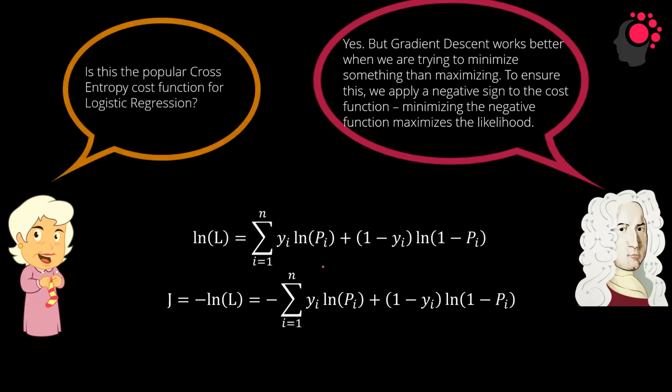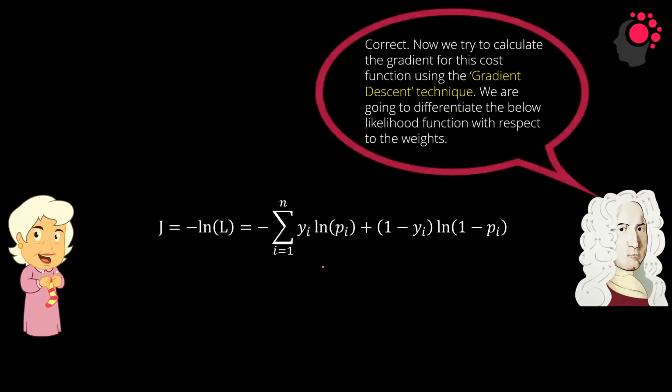And this, as Agatha rightly guessed, is the popular cross entropy cost function. This is a cost function for logistic regression. As you can see, minus yi, which is the actual value, times ln of pi, which is the predicted probability, plus 1 minus yi times ln of 1 minus pi. So this is how we get the cross entropy cost function for logistic regression. That's what Bernoulli says, correct? This is the popular cross entropy function.